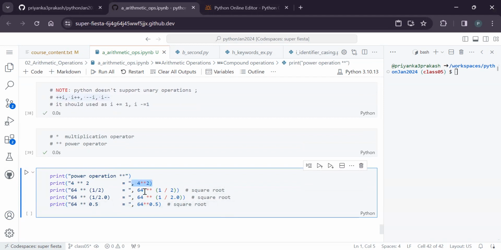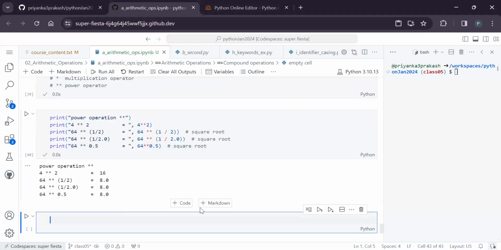4 to the power of 2. If you want to do a square root, we can do it like this. So we can do these things. It works perfectly. That is the power operation.